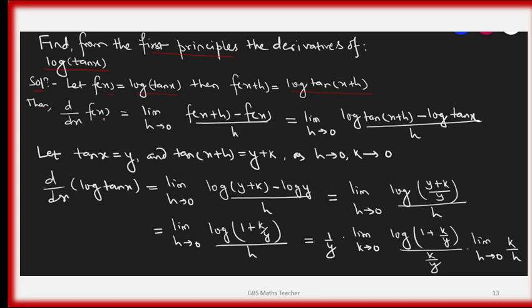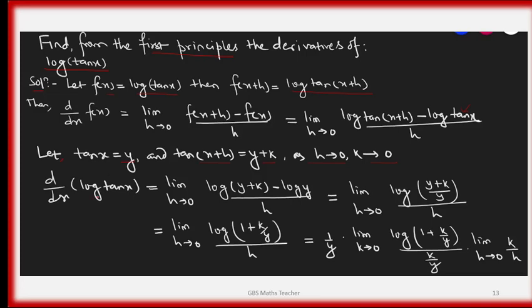Then the derivative of f of x equals the limit h tends to 0 of f of x plus h minus f of x over h. Then f of x plus h gives the limit h tends to 0 of log tan x plus h minus log tan x over h. Then again we suppose tan x is y, and tan of x plus h is y plus k, where h tends to 0 and k tends to 0.